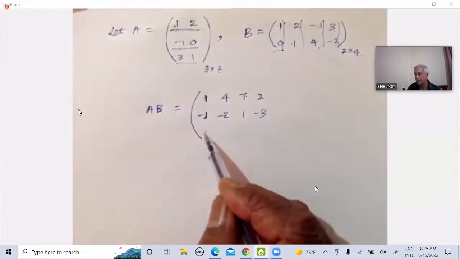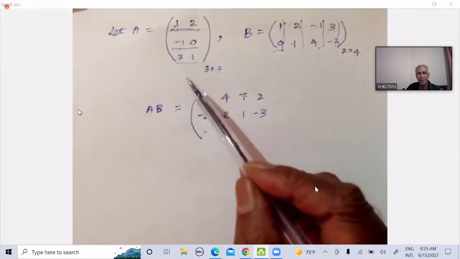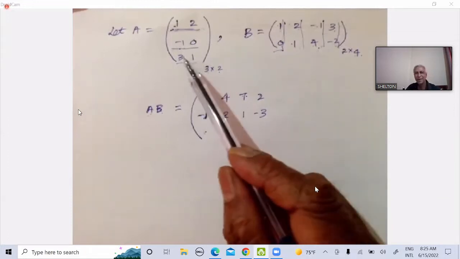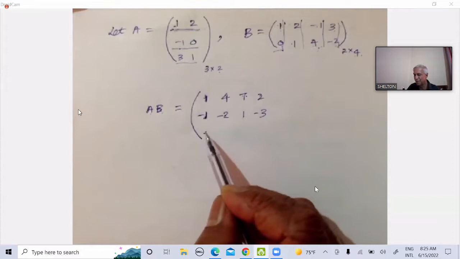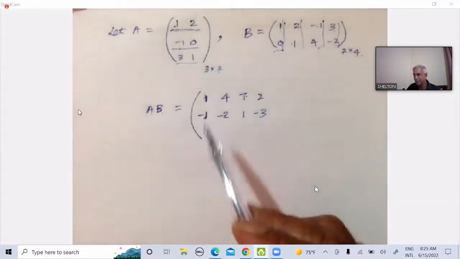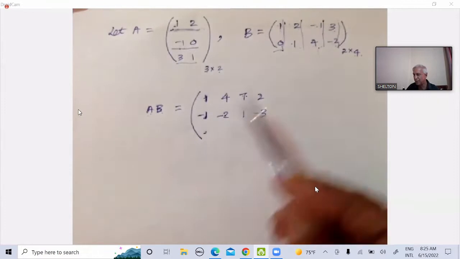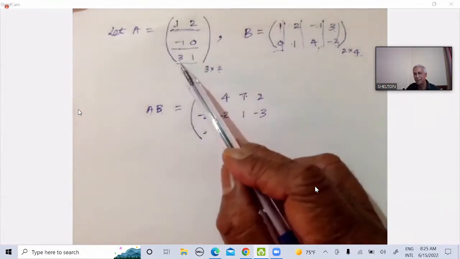Third row, first column. But just want to check. Yes? What is the answer? It's easy. This one. Third row from the first matrix, first column from the second one. Multiply out.